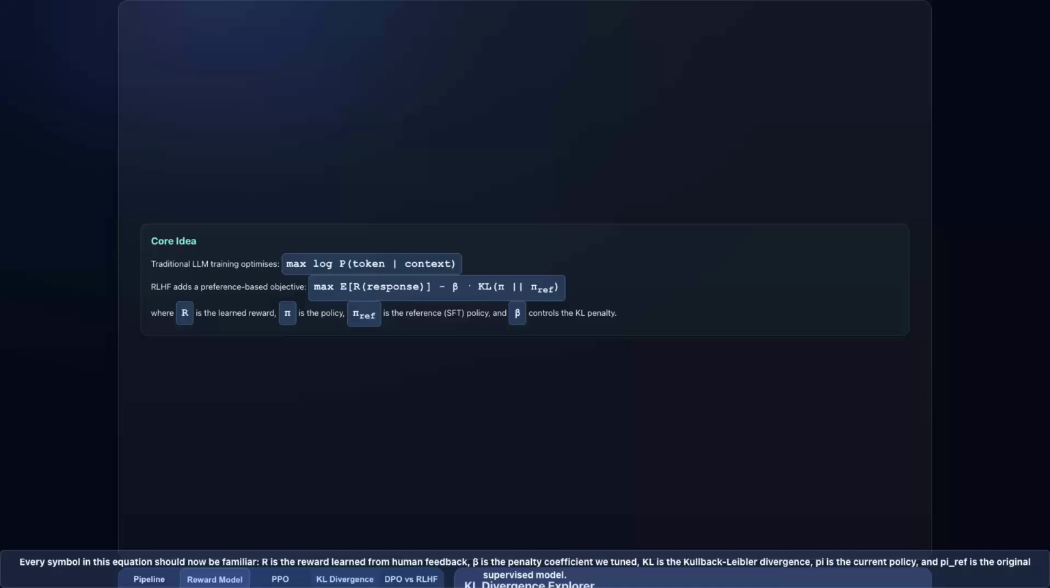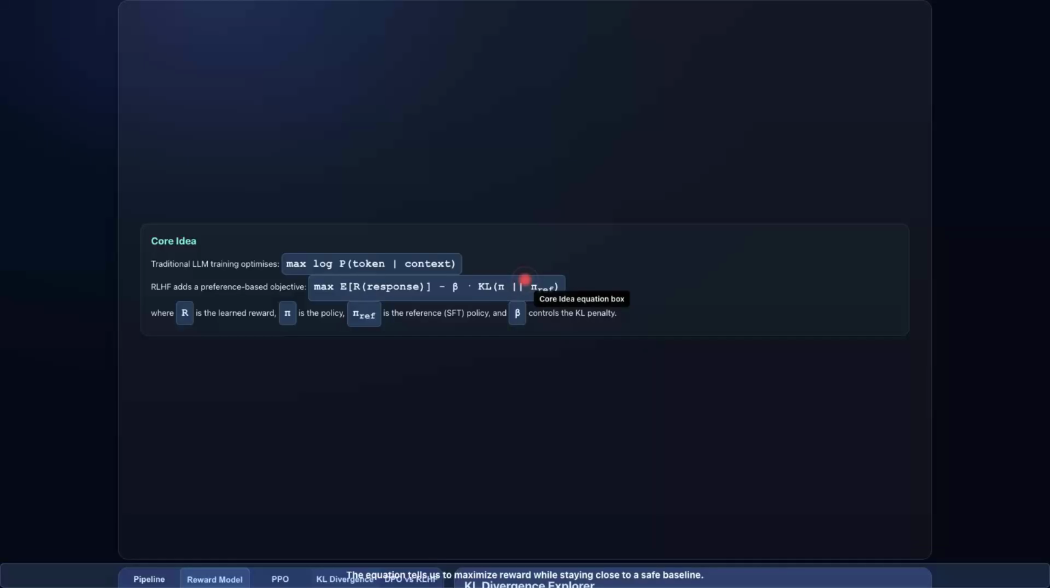Every symbol in this equation should now be familiar. R is the reward learned from human feedback, beta is the penalty coefficient we tuned, KL is the Kullback-Leibler divergence, pi is the current policy, and pi ref is the original supervised model. The equation tells us to maximize reward while staying close to a safe baseline.